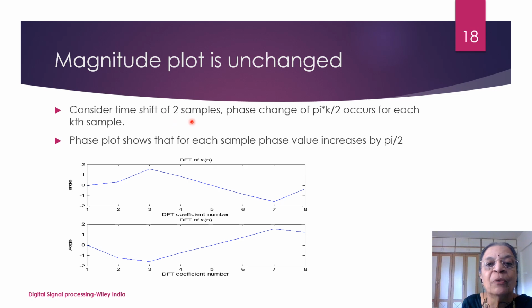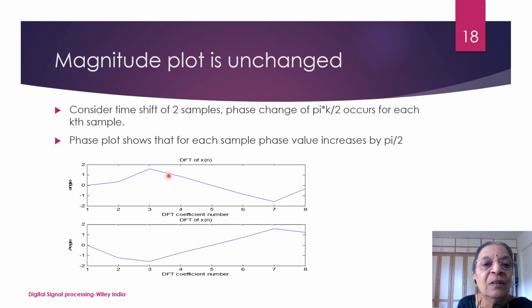Consider a time shift of two samples. Suppose we shift the signal by two samples. The phase change will occur. How will the phase change be? The phase change is pi by 2 into k. So if I am using a two sample time shift, then there will be a phase change of pi by 2 into 2. So a phase change of pi occurs for every kth sample.